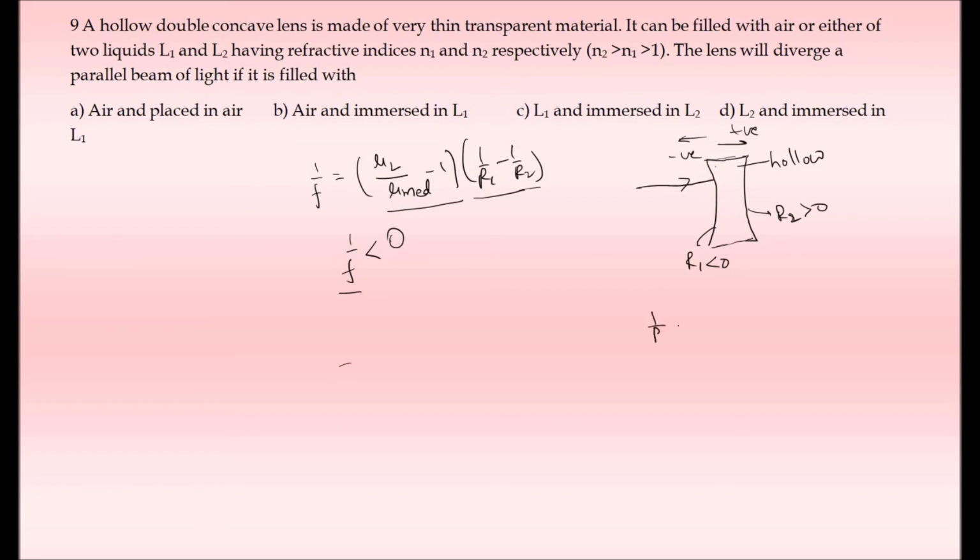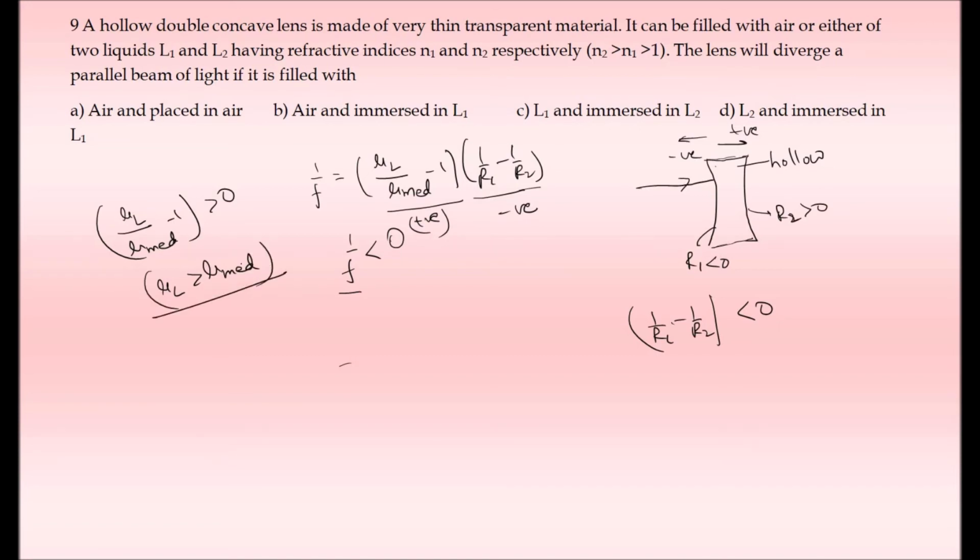So 1 by r1 minus 1 by r2 must be less than 0. So clearly this term is of negative value, so the other term must be positive in order to make 1 by f less than 0. So it means mu l by mu medium minus 1 must be greater than 0, and mu l must be greater than mu medium. So the refractive index of the lens material must be greater than the refractive index of the medium.